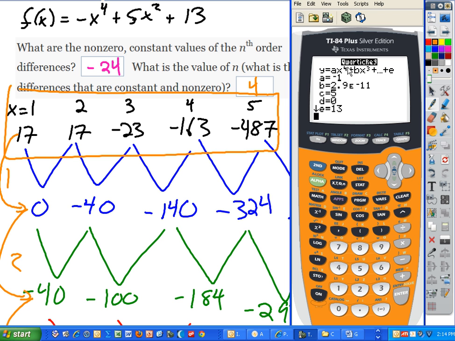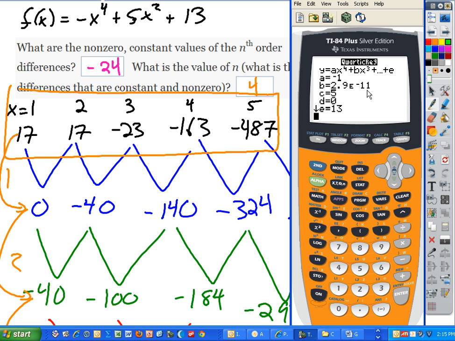Now what in the world is this? This looks a little strange. What is this 2.9 e negative 11? It's an exponent. It's scientific notation, right? That's saying 2.9 times 10 to the negative 11. That's 0.000000000029. The calculator messed up a little bit.